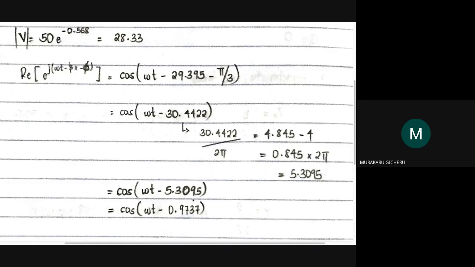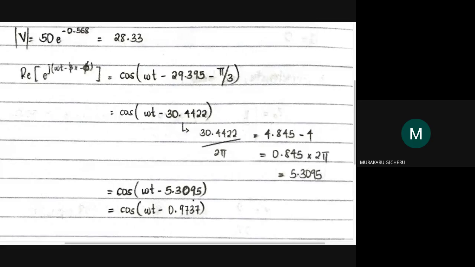Okay, so if the clockwise movement was negative, then the anti-clockwise movement would be positive. So if you do the perimeter minus the 5.3095 in the negative direction, it's like going 0.9737 distance in the positive direction, which will make this plus. Again, this is a mistake. This will be plus 0.9737.